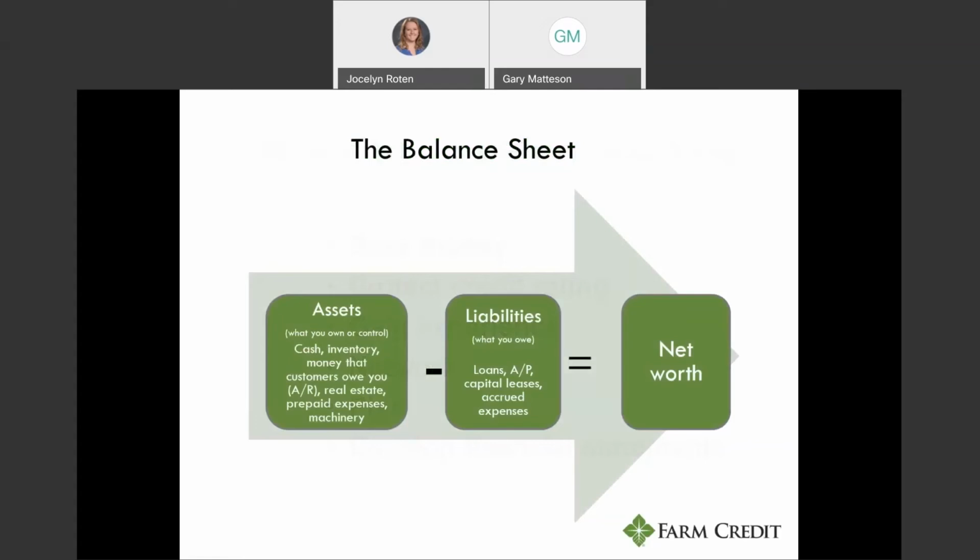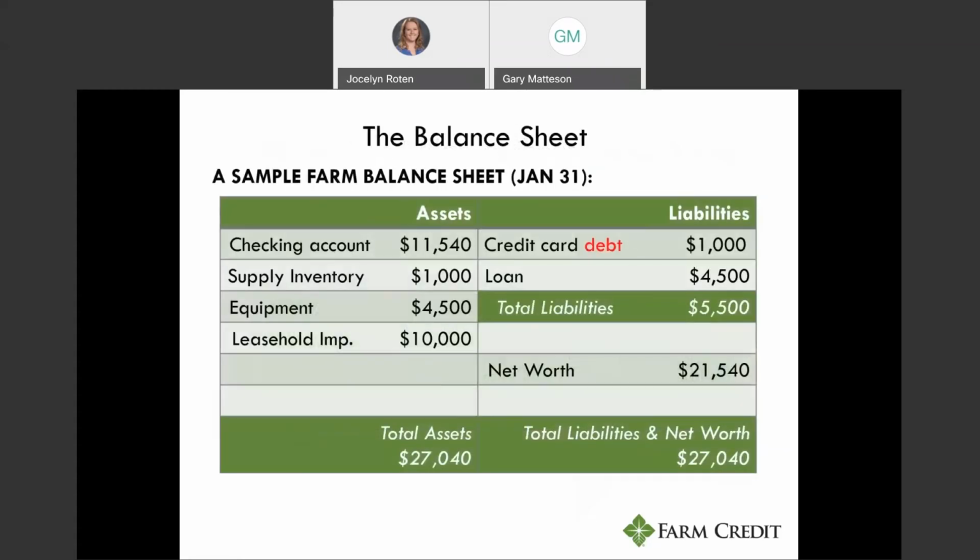A balance sheet describes your assets minus your liabilities, and that equals your net worth. And assets is a fancy way of saying what you own. Your liabilities are what you owe to somebody else, and your net worth hopefully is going to be positive in terms of assets minus liabilities. A very simple balance sheet is going to look something like this. For instance, what's in your checking account, what you have in inventory that's ready to sell, what your equipment is worth, the leasehold improvements.